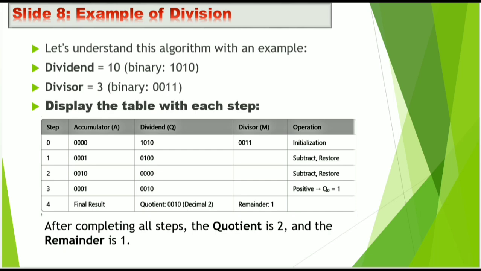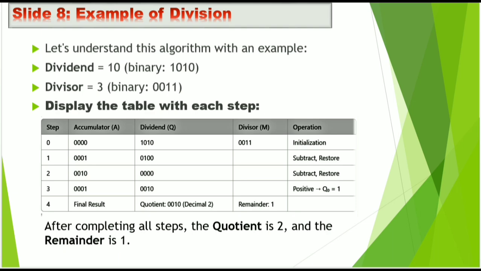Then step 1, left shift and subtract. Shift the combination of A and Q to the left by 1 bit. After shifting, A is equal to 0001, and Q is equal to 0100. Then subtract M from A: 0001 minus 0011, and the final result is 1110. This is a negative result. Since the result is negative, set Q0 equal to 0 and restore A to its previous value. Result after step 1: A is equal to 0001, restored, and Q is equal to 0100.